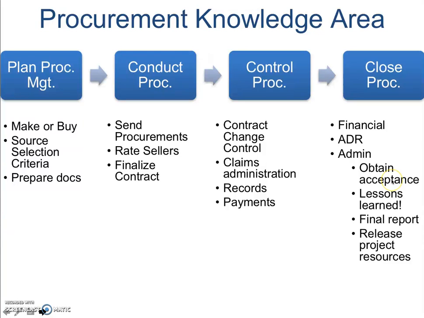Obtain acceptance might refer to the vendor obtaining acceptance from the buyer, and also means that you have to communicate that to the rest of the stakeholders. That's what I mean by final report here. What I mean by lessons learned is related to this one, release project resources. You can't get lessons learned if you release the project team. So it's important to know that there's a specific order for the Close Procurements process.